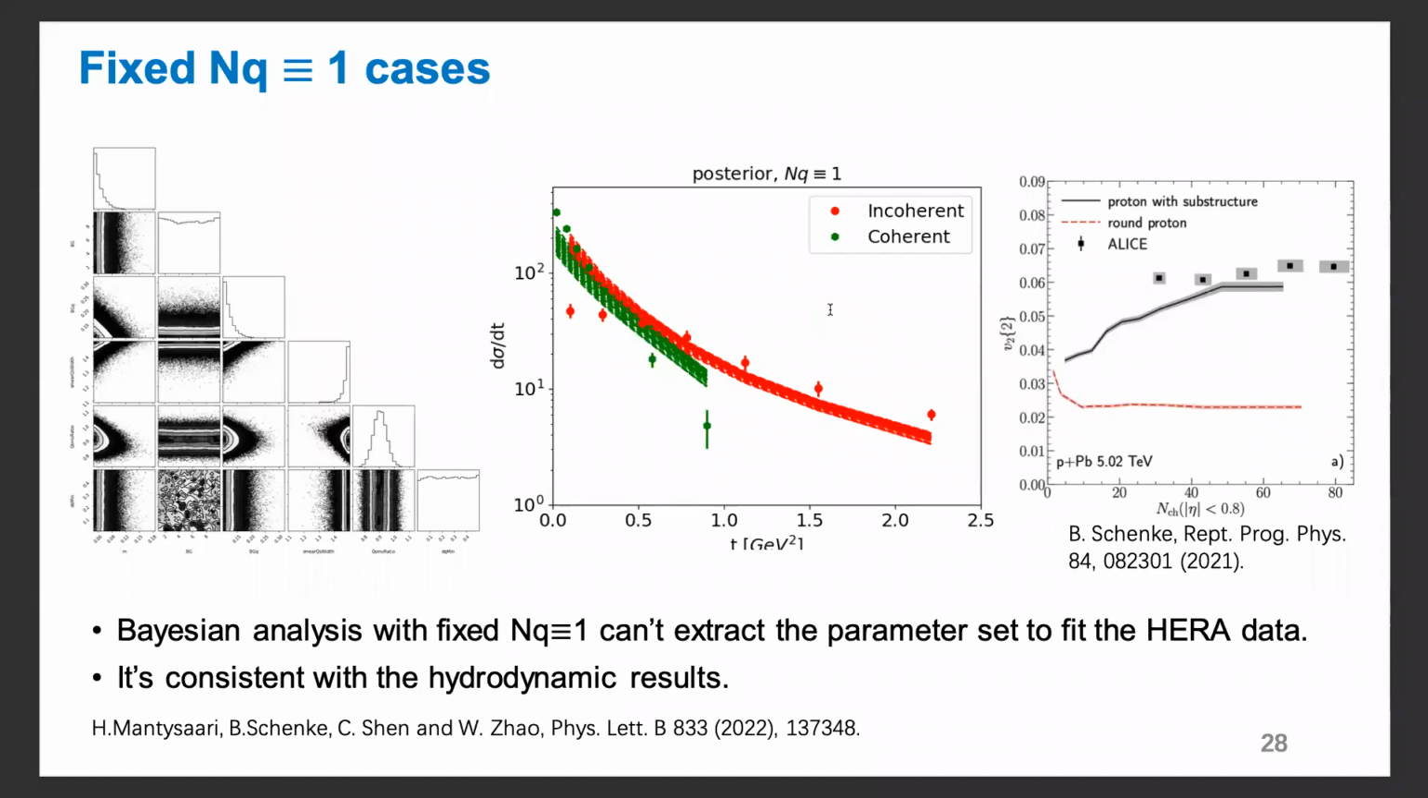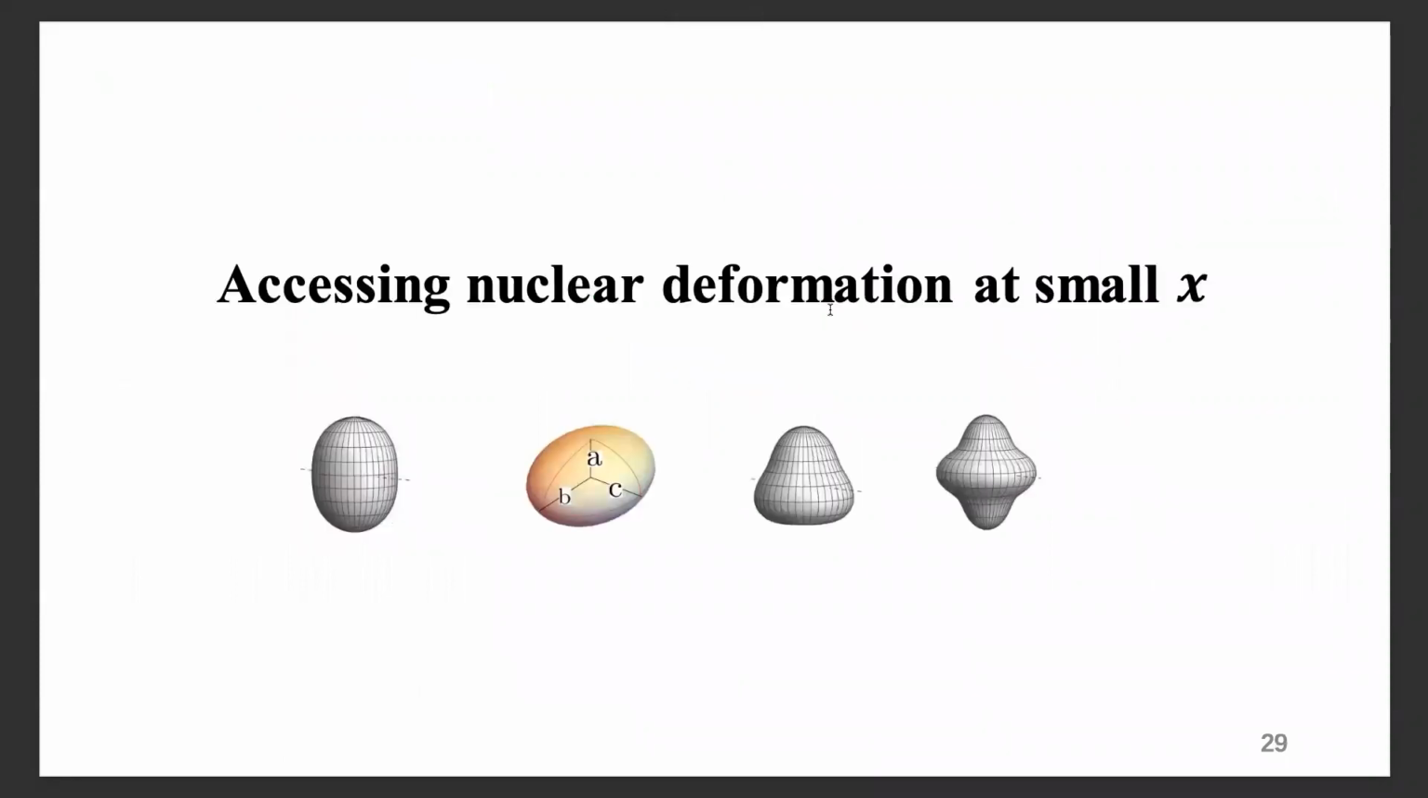This conclusion is also consistent with the heavy-ion collisions, as I showed before, which means the round proton will greatly underestimate the flow data compared to the fluctuating proton case. So these two data sets also tell us that the proton has substructure fluctuations. And then I'll go to the next topic, accessing nuclear deformations at small x.